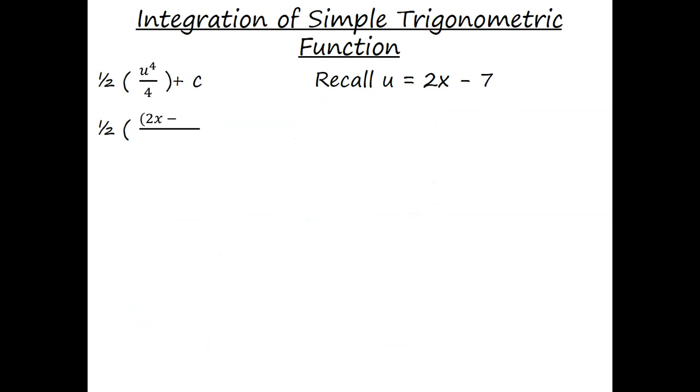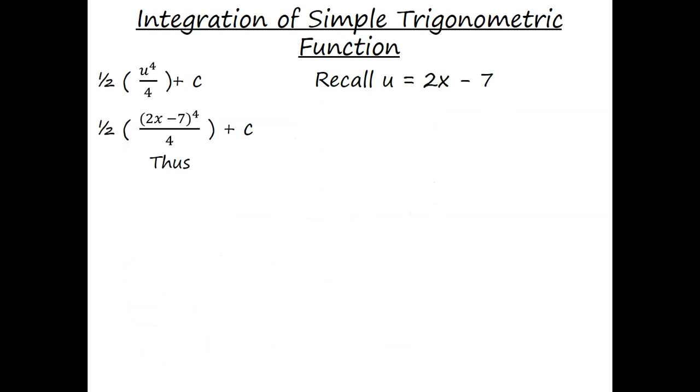So here it is. We look at half u raised to the power 4 divided by 4, that is integration plus c. Recall that our u is equivalent to 2x minus 7. Replacing it, we have half, 2x minus 7 raised to the power of 4 divided by 4 plus c, which is the constant of integration.